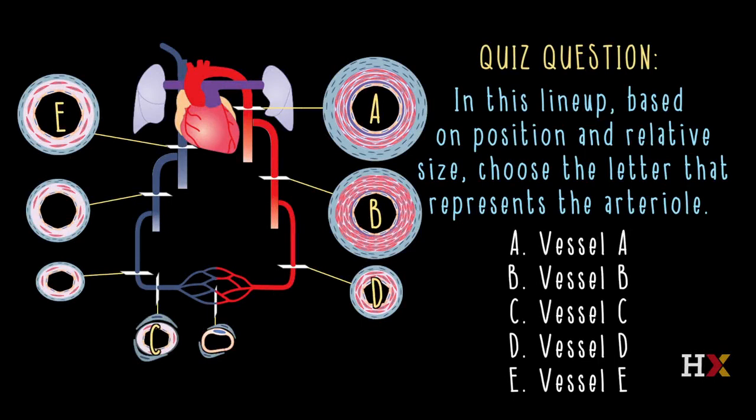So the answer is D. This is the arteriole. A is an elastic artery. B is a muscular artery. C is a venule. And E is a large vein.